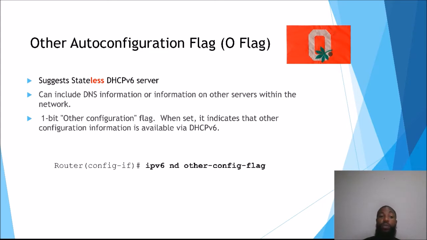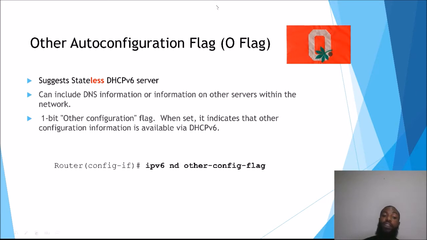Right? And once we receive it, that's letting us know there's other information available. You need to know some DNS information, we've got it. Well, there's another DHCP server on the network that you can get that information from, and we configure that statically or manually with this command below.